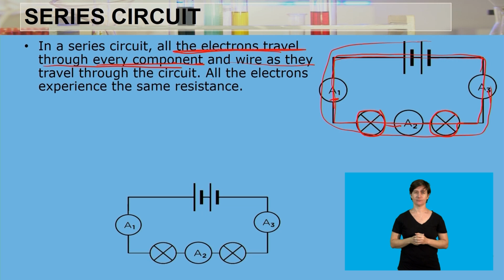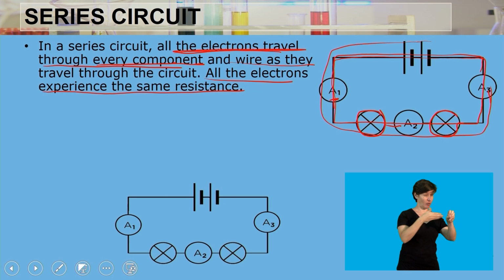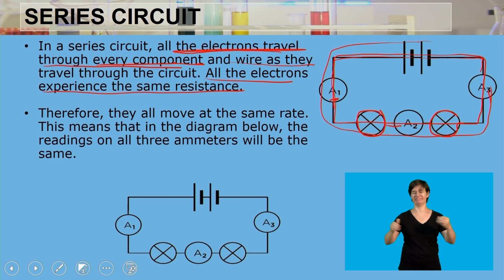So all the electrons are going to experience the same resistance. So in series, all the electrons are going to experience the same resistance because there's only one pathway for them to follow. So if that path has a certain resistance, that means all the electrons moving through that path will experience that resistance, which is why we're saying that they are going to experience the same resistance. Therefore, they are all going to move at the same rate.